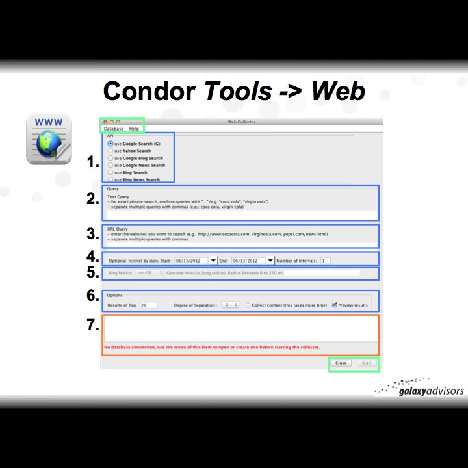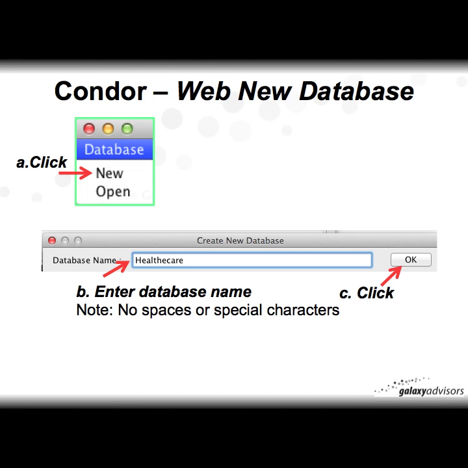So let's go through now each one of these 7 and explain how it's used in setting these parameters for your web search. The first thing begins with creating a database. So click Database, click New for the database. This window is going to open, and enter in a database name. The important thing about entering a database name is there's no spaces or special characters allowed. And after you do that, click OK.